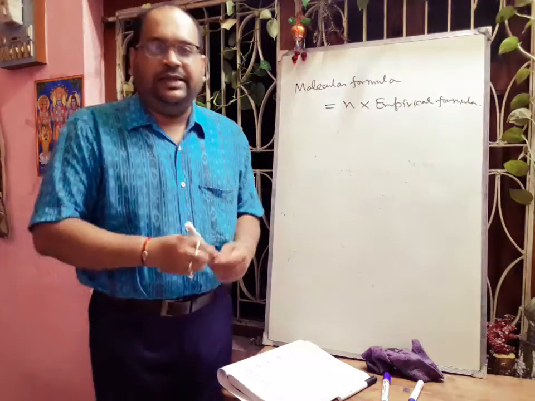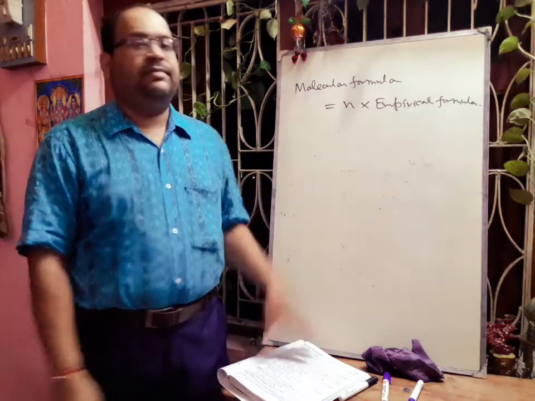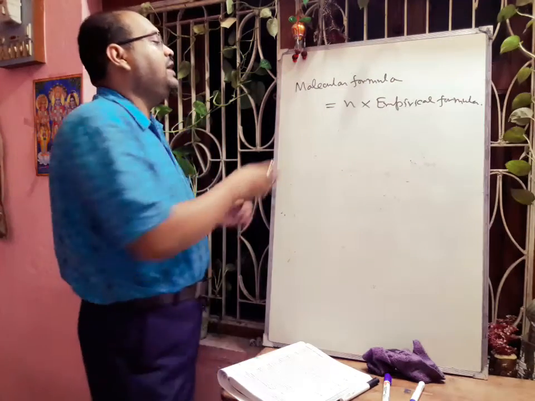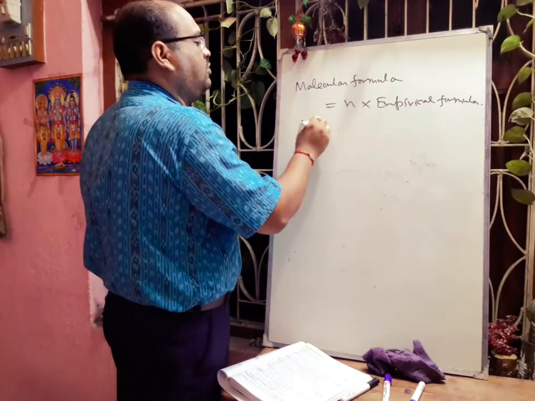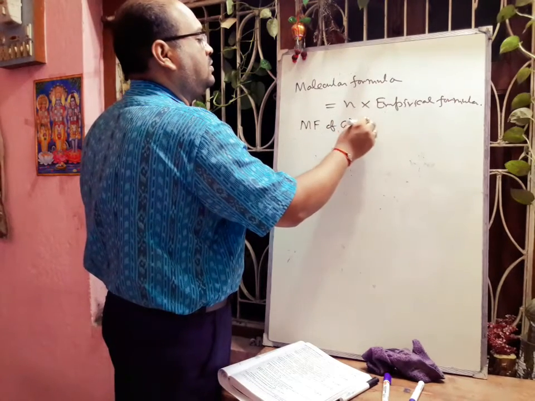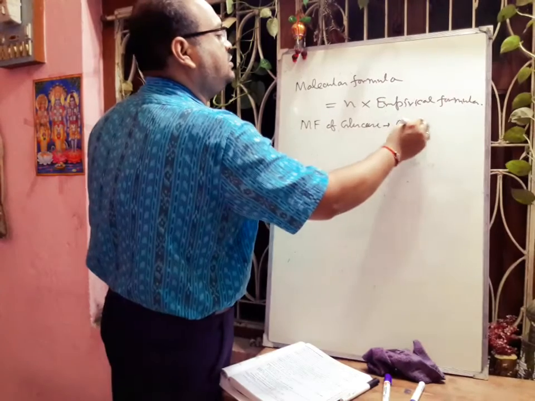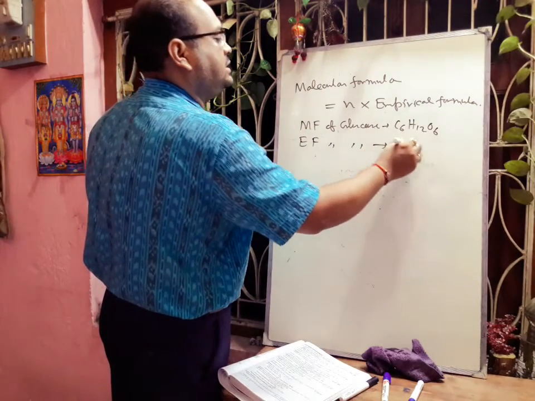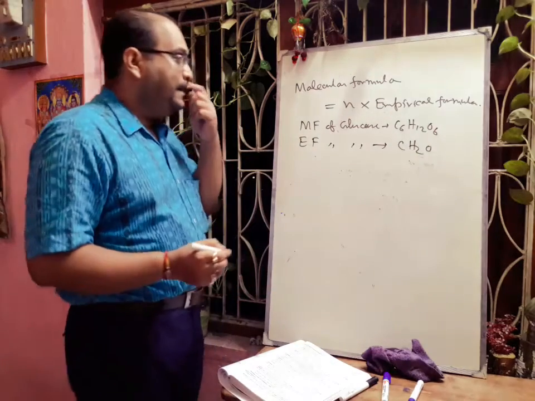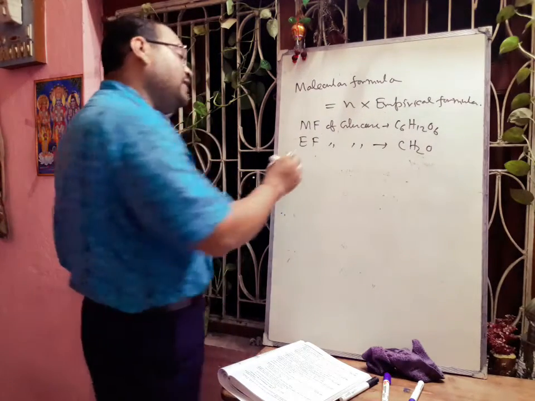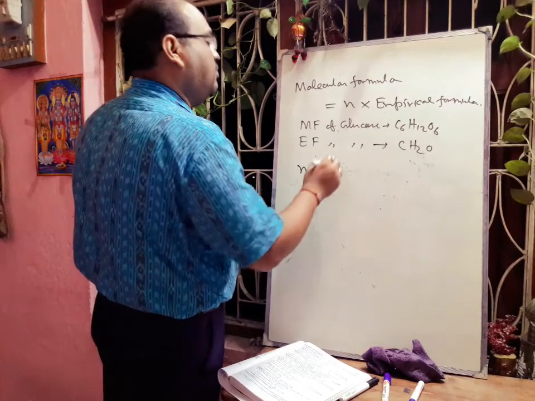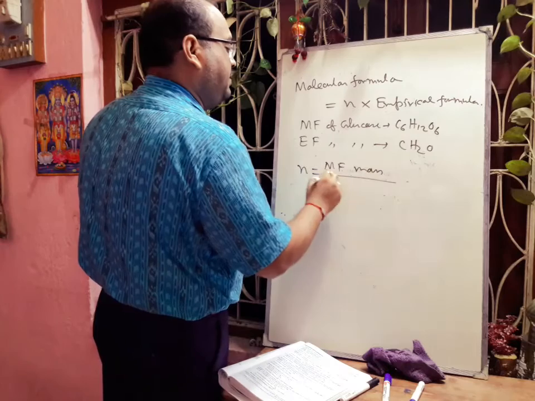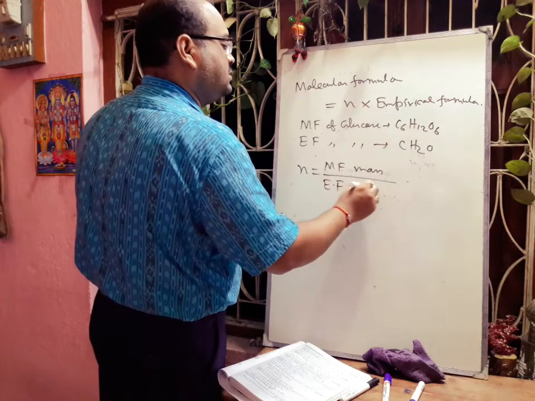Okay. Now in this case, if we take the one example of glucose, then we can easily establish. Already we have done that the molecular formula of glucose is C6H12O6 and the empirical formula of glucose is CH2O. Now here we can easily calculate n. What is n? n is equal to molecular formula mass divided by empirical formula mass.